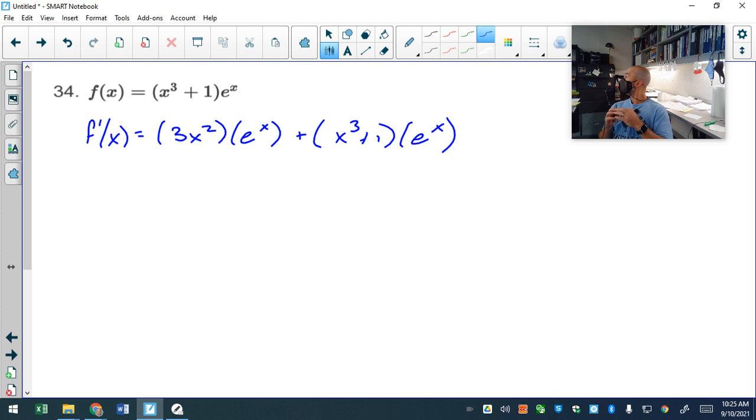Yes. Factor out the e to the x before you dive into the derivative. I know a long time ago, the video for product rule featured a problem like that. Did I do that in the newer one? So it was in there?